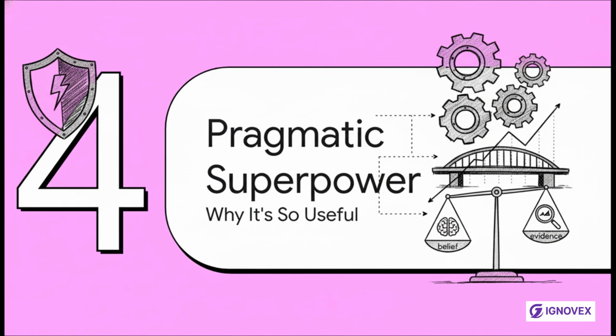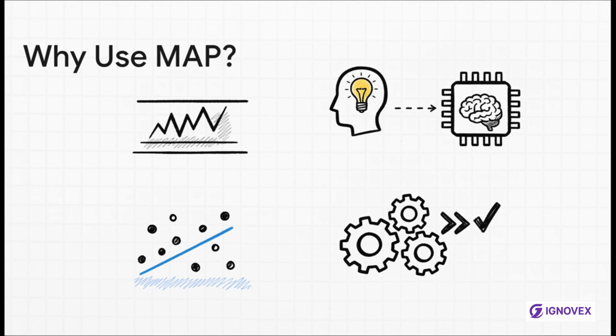So let's start to wrap this up by looking at why MAP is such a pragmatic superpower in the real world. This isn't just some elegant theory. It's a seriously useful tool for building better, more reliable systems. So why do people reach for MAP so often? Well, first, it directly fights overfitting. It also lets us formally build expert knowledge right into our models. It gives us stable, sensible answers even when our data is sparse. And, this is a big one, it's computationally practical. We can actually calculate it without our computers melting down.